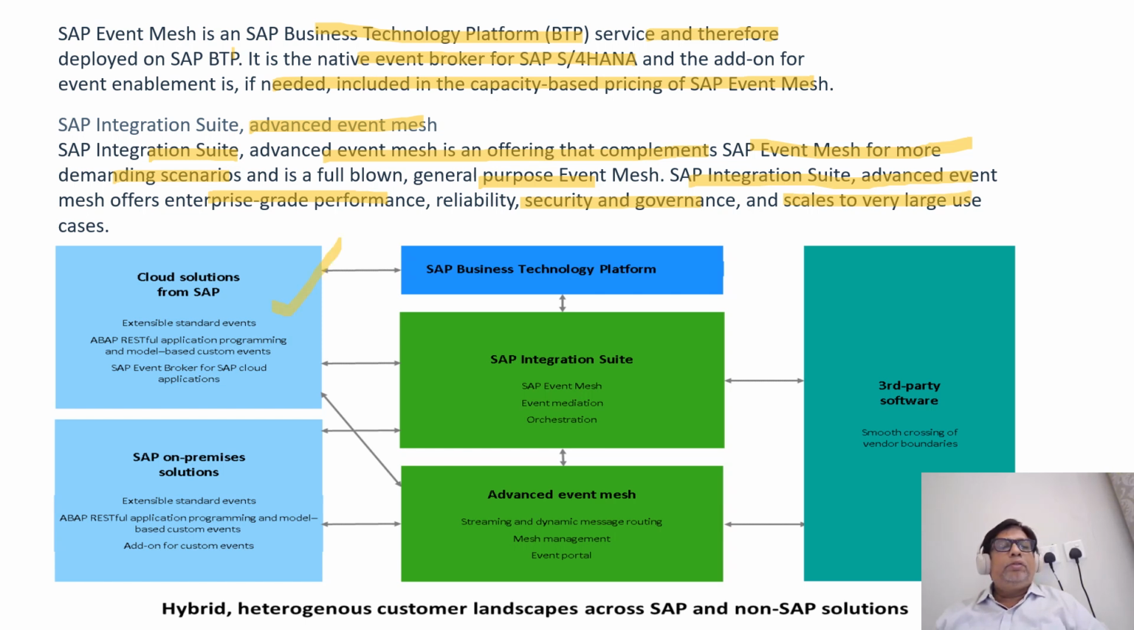Then see cloud solutions from SAP here, extensible standards, SAP on-premise solutions which you can connect, and this is BTP on top of that, and Integration Suite which is at the bottom, and event mesh. So event mesh is connected to the Integration Suite and BTP on top of everything. And this is the third party, whatever third party systems we can connect. So this is a hybrid heterogeneous customer landscape we can say. Okay, SAP and non-SAP, everything.